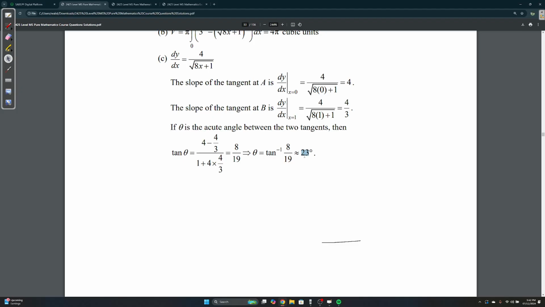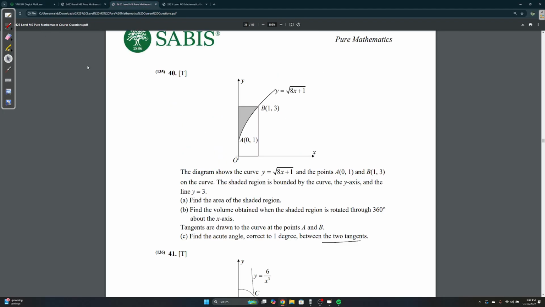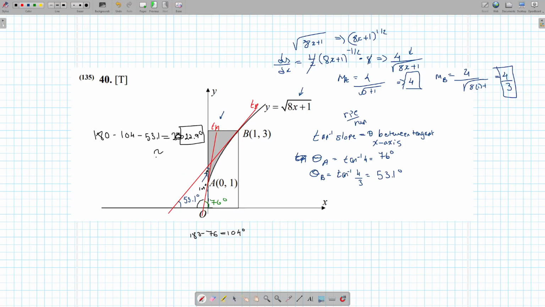22.9, they got approximately 23. So 22.9 is accepted, by the way. Okay, if you want to round it to two significant figures, you could say 23 degrees. But actually in the AS Math syllabus, you're required to keep it to one decimal place.